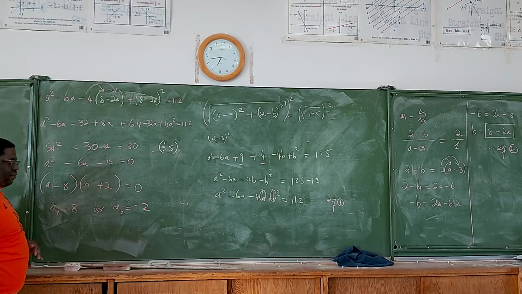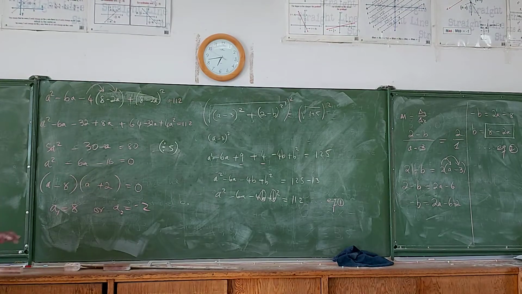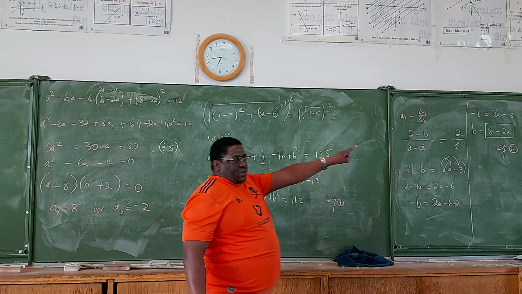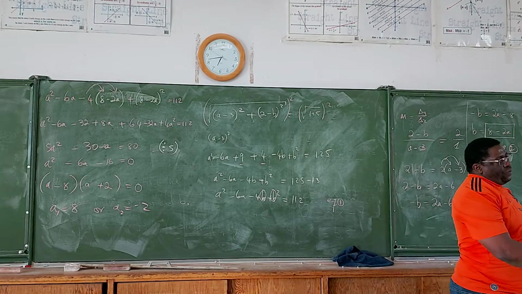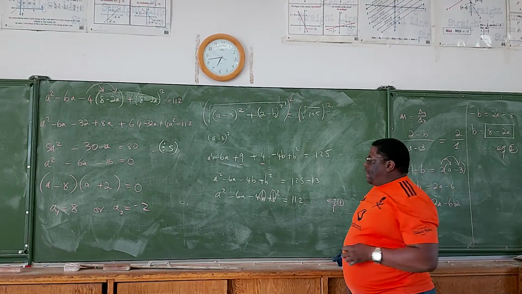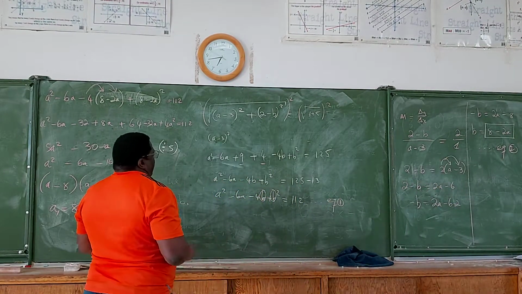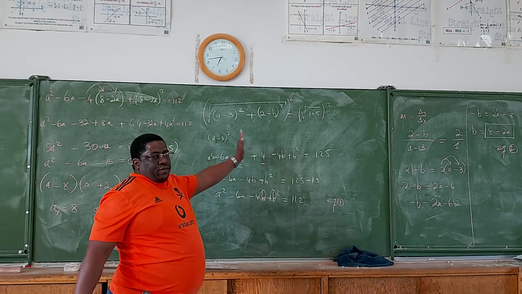One value, another value of a. Now we take these a values and we substitute them here to get the other values of b for this question. Okay. Now, can I take this part off? Yes, we're done. You're fine?